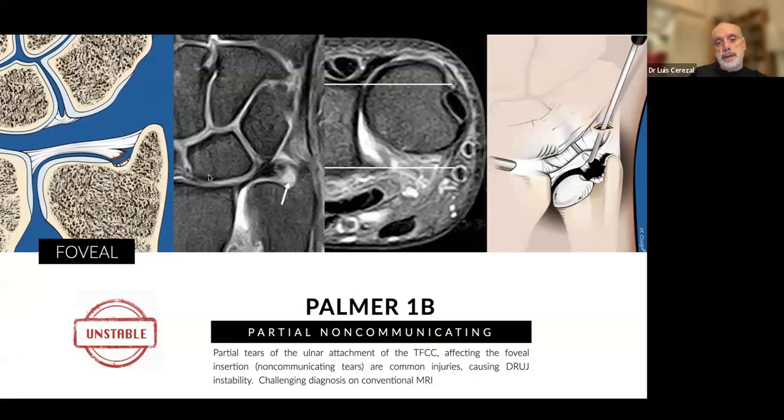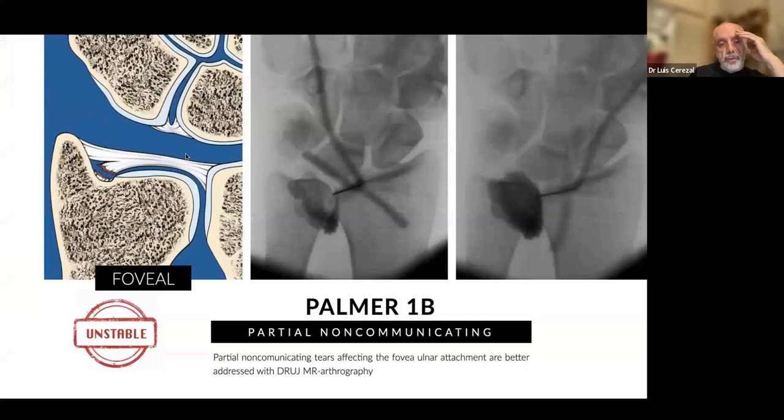This is an injury in a tennis player, and we can see on MRI very nicely the tear affecting only the foveal insertion and respecting the styloid insertion, a non-communicating injury. And also, this is very characteristic on axial images. We can evaluate a static subluxation, dorsal subluxation of the ulnar head. It is a static form of distal radioulnar joint instability. In these two cases, we have a very easy manner to evaluate the foveal insertion and this kind of injuries.